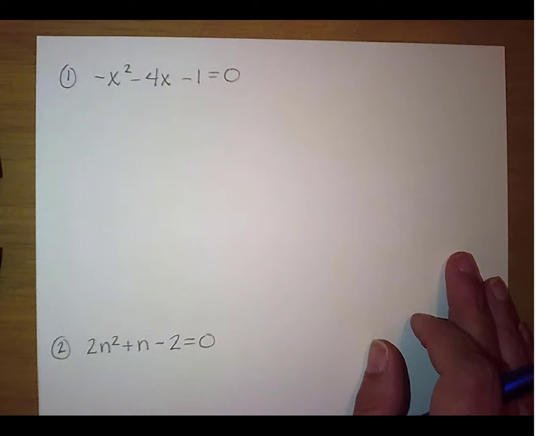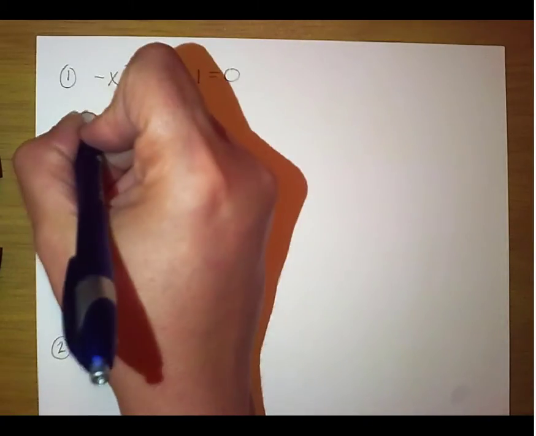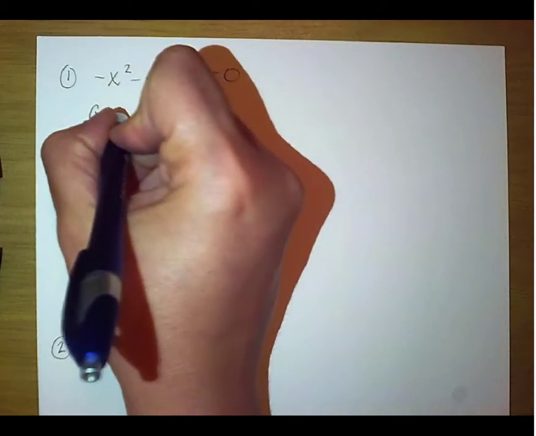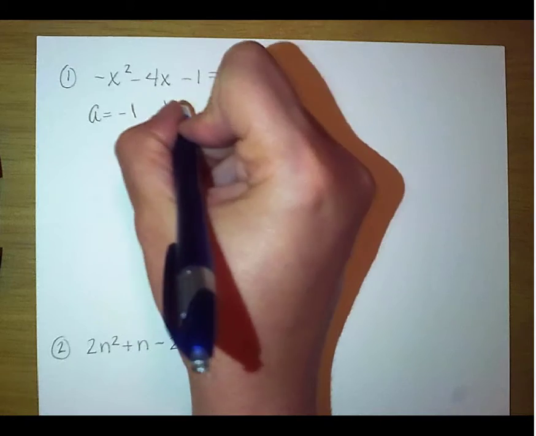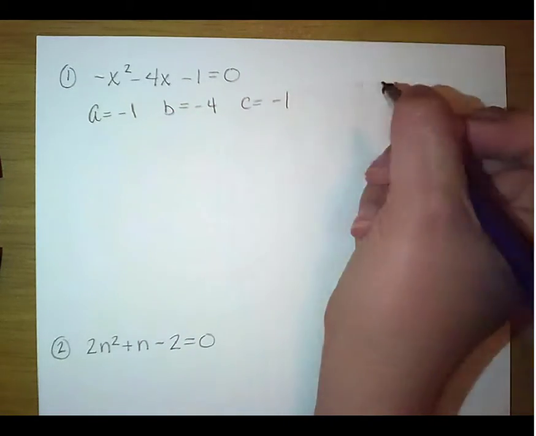Okay, so for our your turn problems on solving by the quadratic formula, I've got 3 of them here. Hopefully, again, you've tried them first. For this first one, there's lots of negatives in here, so it's easy to make a mistake. So we've got a is equal to -1, b is equal to -4, and c is equal to -1.